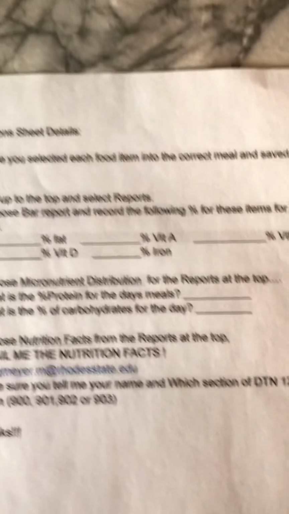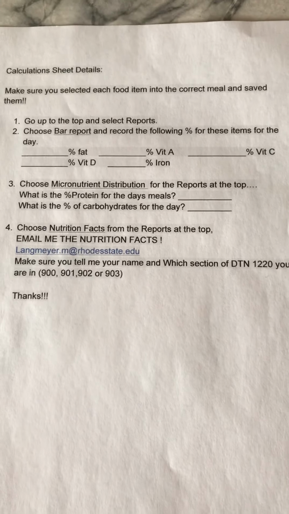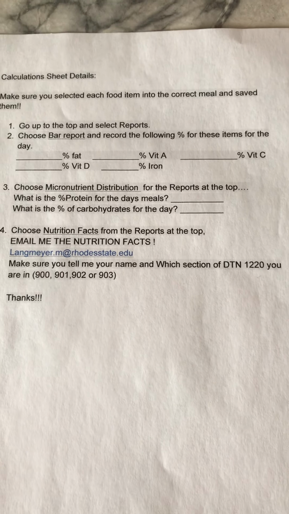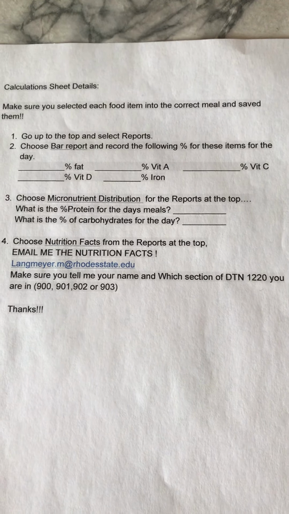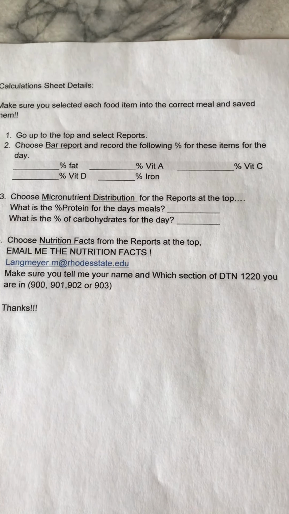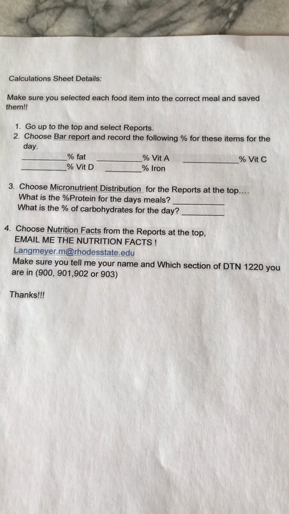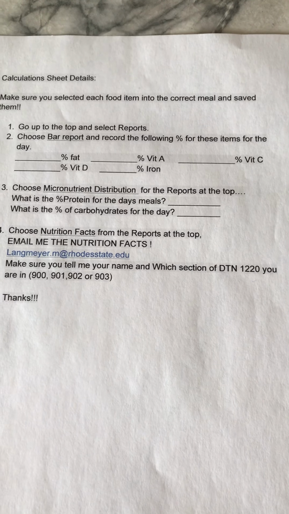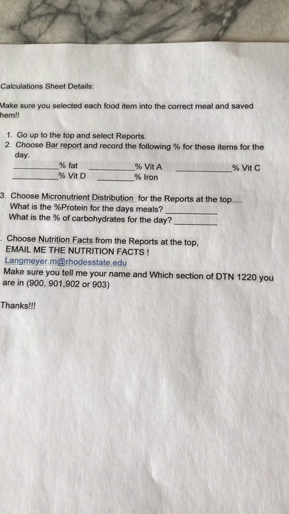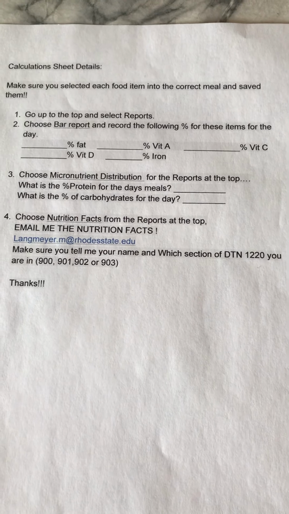You'll then go over to the sheet on your assignment that tells you to select reports after you've entered all your food. You're going to choose the bar report. That's at the top, and you're going to fill in the following percentages: the amount of fat, the percent of vitamin A, the percent of vitamin C, the percent of vitamin D, and the percent of iron from the foods that she had for that day.